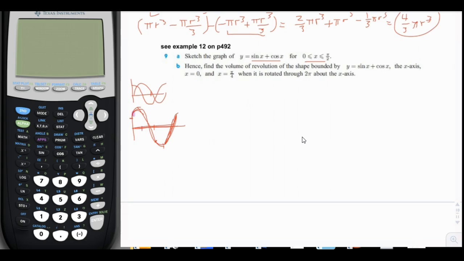So the region you're going to rotate is about like that. You're going to hence find the volume of revolution of the shape bounded by that, the x-axis, 0, and pi over 4. Oh, pi over 4. So actually you're going to have like half of that, when it is rotated about 2 pi. Let's draw it on the calculator. Their picture is going to be much better than mine anyway. So we're going to put sine x plus cosine x.